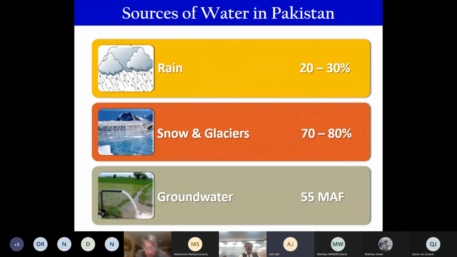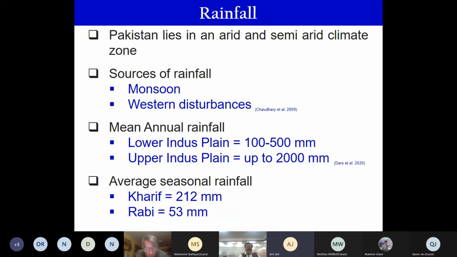Basically, Pakistan lies in an arid and semi-arid climate zone, and the source of rainfall is the monsoon, which originates in the Bay of Bengal and mainly occurs in the summer. Western disturbances are extratropical storms originating in the Mediterranean region that bring sudden winter rain to the northern parts of the Indian subcontinent, in Pakistan and India, extending east up to the northern part of Bangladesh and southeastern Nepal.